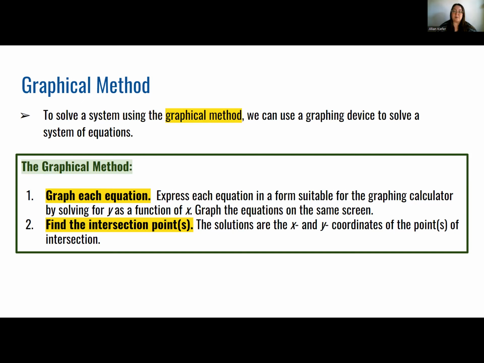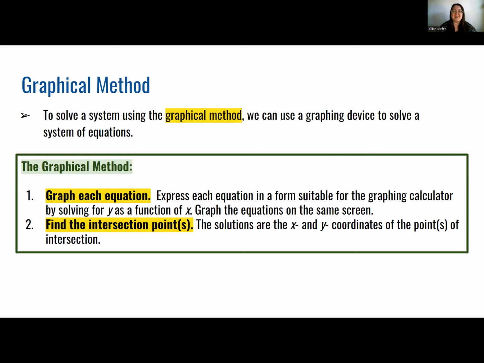Then you would graph those equations on the same screen. Since they're both linear, they're both going to be lines. Just looking at 2 lines on a graph that will most likely cross each other. And then you're looking for step 2, the intersection point. There's just one single point.